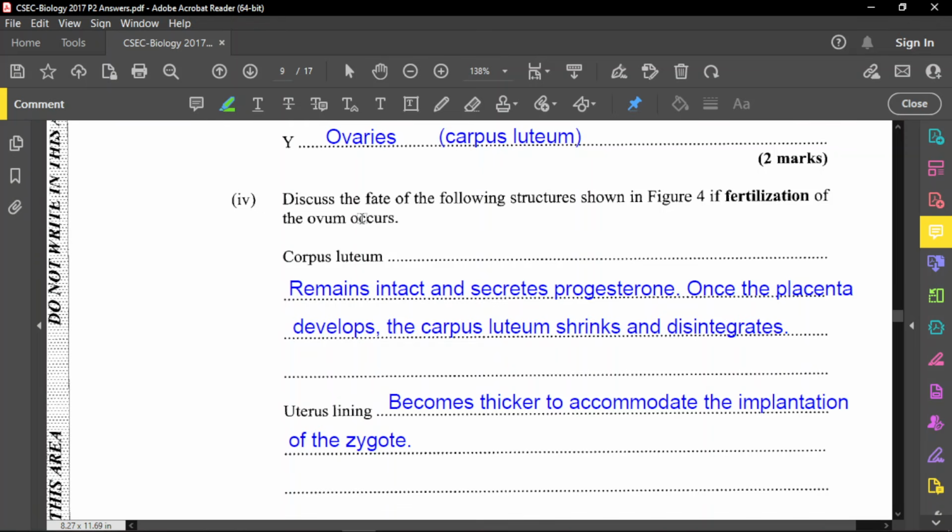Now for part four, it said discuss the fate of the following structures shown in figure 4 if fertilization of the ovum occurs.